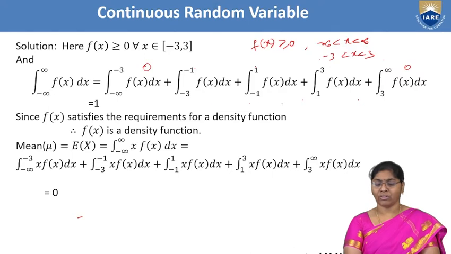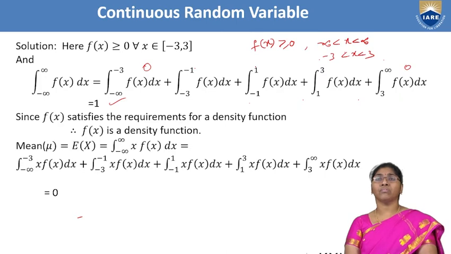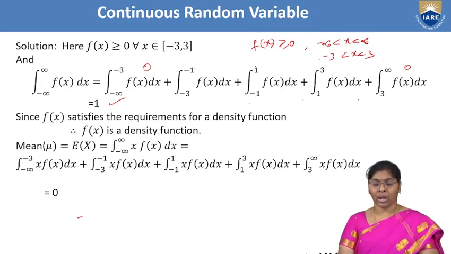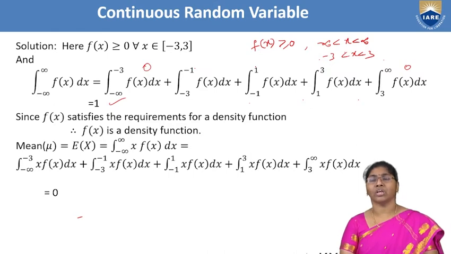We are simplifying these three only. We are arranging these three and simplifying these three. The final answer is 1. This is a density function. The density function is satisfied. Since f of x satisfies the requirements for a density function, therefore f of x is a density function.